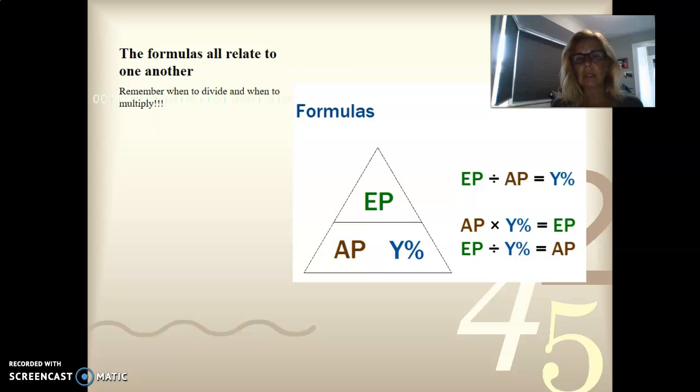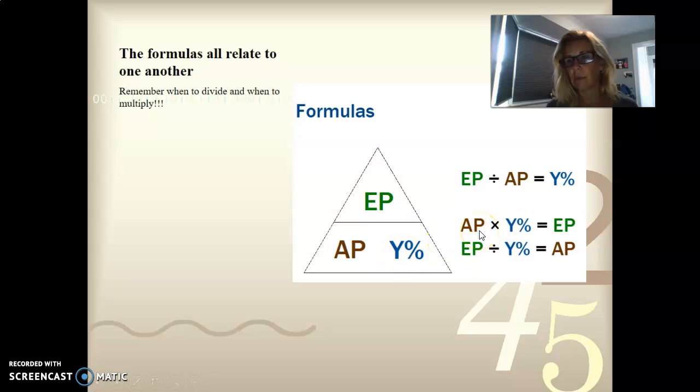This is a cool little triangle here for you to use, and I uploaded a form for you to download and use to learn this section. So look for that under this week's lesson. EP divided by AP will give you yield percent. And if you follow the arrow here, this line can kind of tell you what the formulas are. EP divided by the line, AP, will point to yield percent.